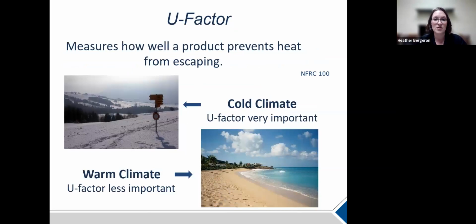Your U factors also measure how well a product prevents heat from escaping. As I mentioned, there are obviously different seasons for the US. So you have warmer climates where U factor is much less important, but in a colder climate, U factor can typically be very important to some of those customers.